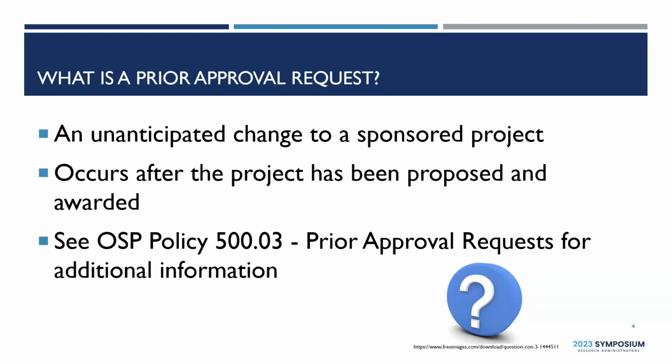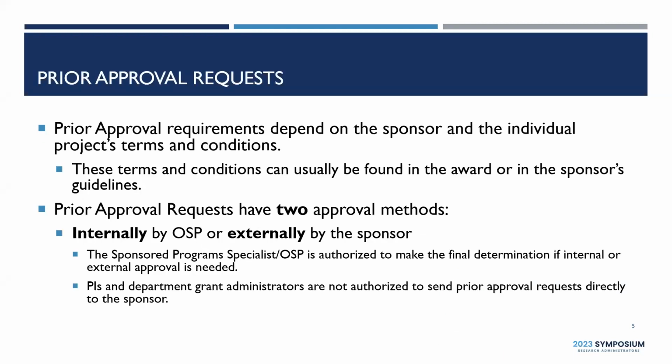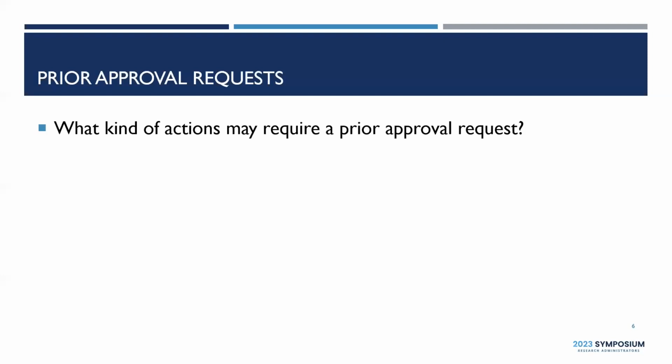a prior approval request. So the prior approval requirements really depend on the sponsor and the project. So to find out what actions need a prior approval request, you're going to want to look at the terms and conditions of the award and also guidelines. In order to approve a prior approval request, there's two ways. One is some actions can be done internally by OSP, and then some actually require sponsor approval. So OSP is the one at the end of the day who's going to say, okay, yep, OSP can approve this, or actually we do need to go back to the sponsor and ask for that approval.